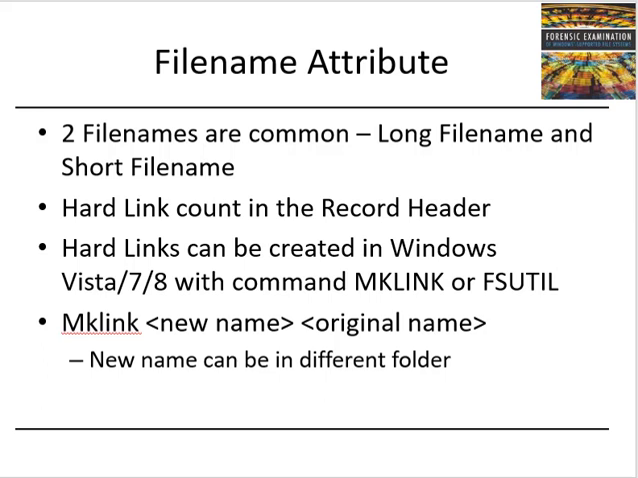Okay, so again, we looked at the file name attribute. It starts with a 30, and again, the header is still 24 bytes. The file name attribute is typically always going to be resident. The content will vary in length, but it will have the 4 dates and times that are unreliable, and then the file name itself. So that's the basic makeup of the file name attribute.